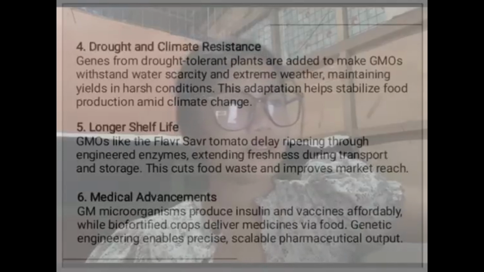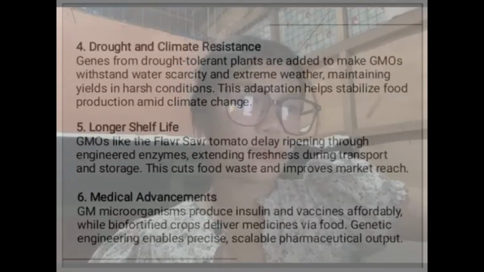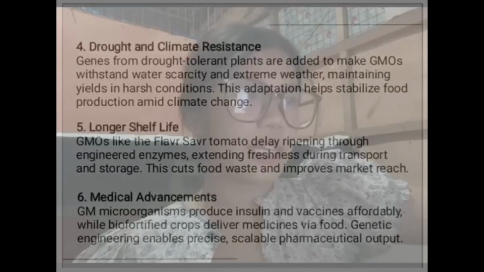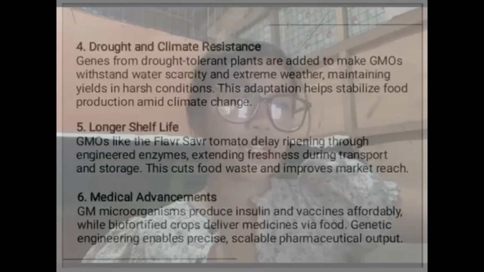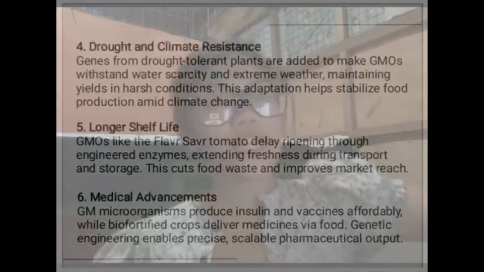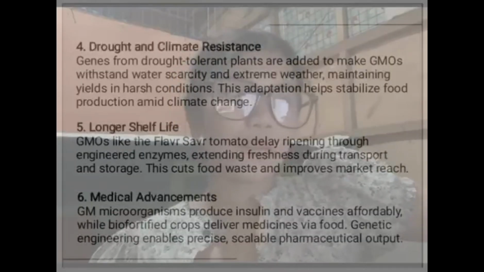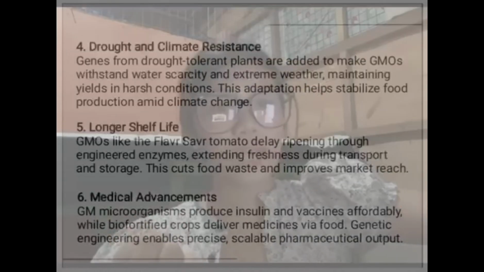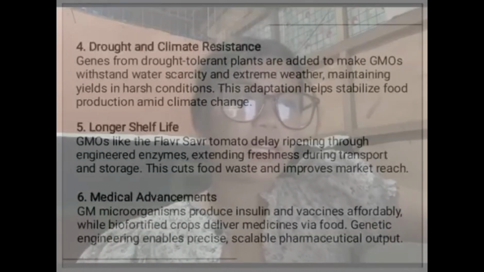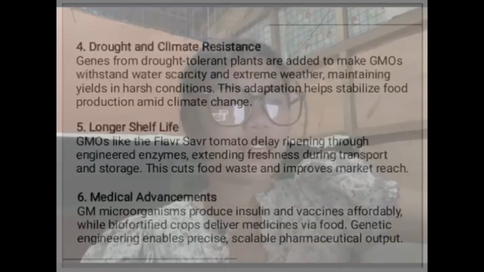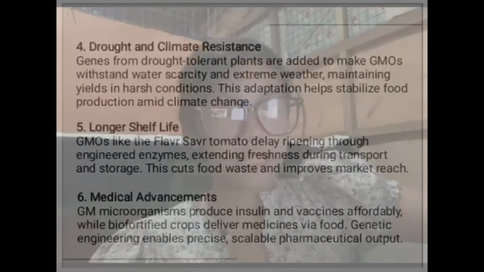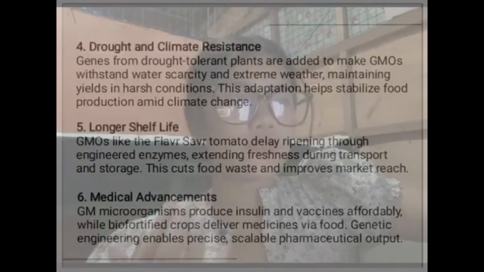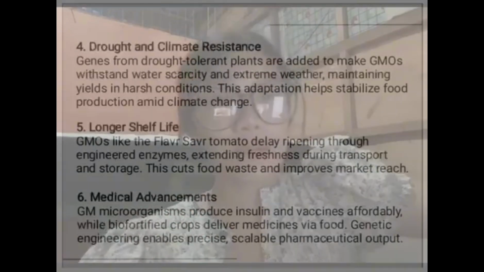GMOs like the Flavr Savr tomato delay ripening through engineered enzymes, extending freshness and shortening transport and storage. This cuts food waste and improves market reach. So, dugay mahinog o dugay madaot. Kung ipadala gikan probinsya padulong sa city, dili dayon malata ang kamatis. For example, kamatis. So, mas gamay food o food waste o mas daghang baligya.